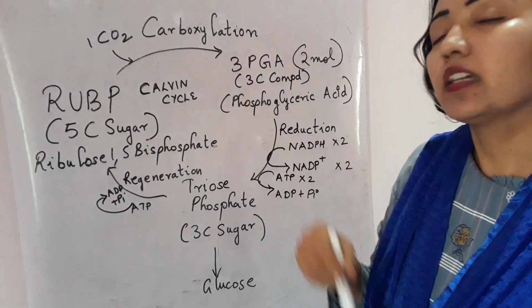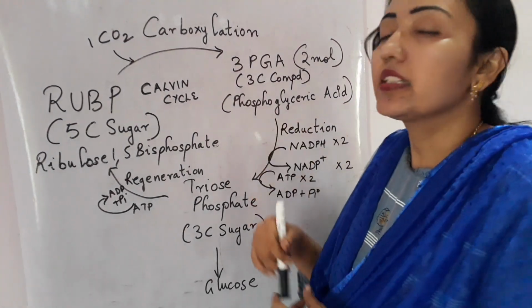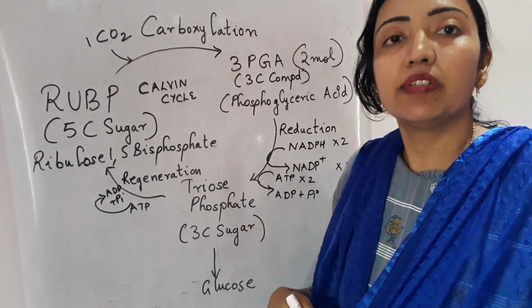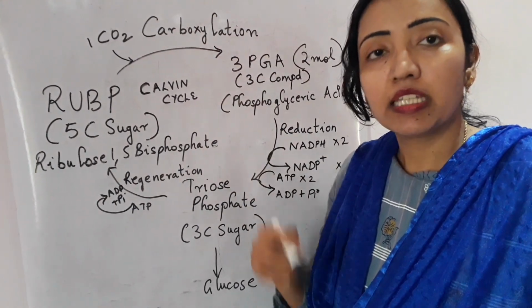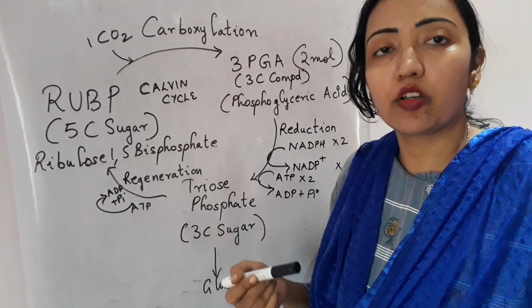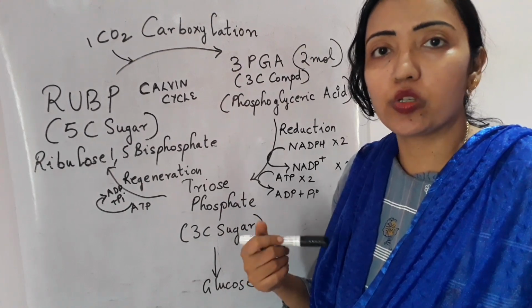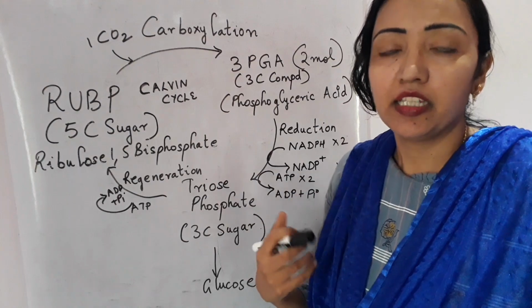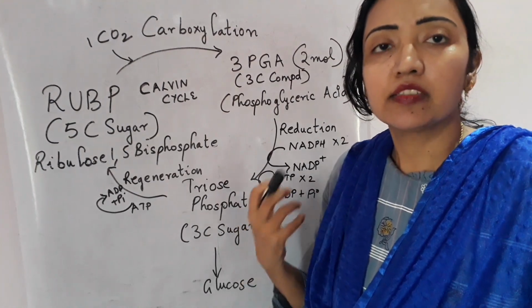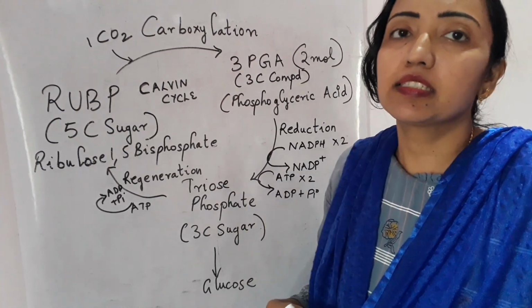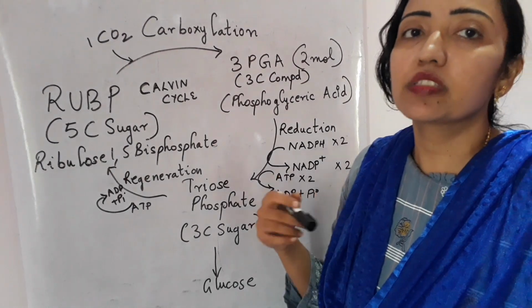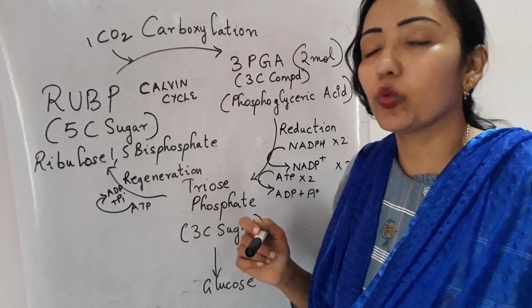Let us see what is happening in the Calvin cycle in the dark reaction. Plants undergo the Calvin cycle to produce glucose. They reduce carbon dioxide into glucose, and glucose is the stored food in plants which we eat and which animals eat. Let us see how plants reduce carbon dioxide to produce glucose.